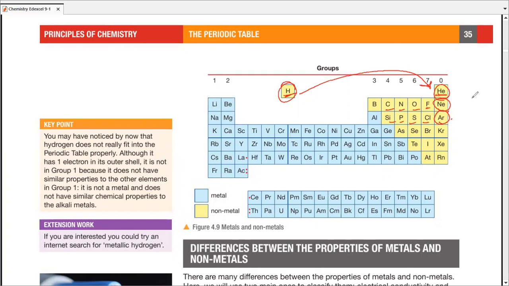Now, let's take the example of fluorine first. You have fluorine over here. How many electrons are there in the outermost shell of fluorine?